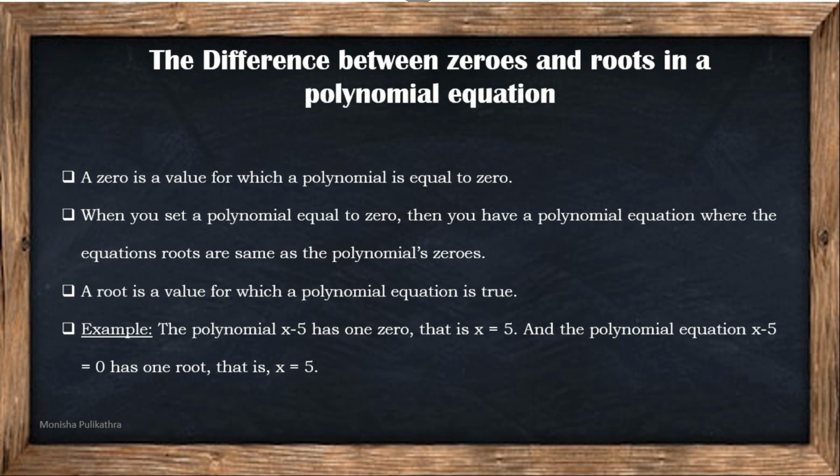Next, the polynomial equation x minus 5 is equal to 0. Here we are equating it to 0 and it has only one root. Because the number of zeros of a polynomial is 1, if it is 1, then the roots will also be equal to 1. Here the root is x is equal to 5 itself.